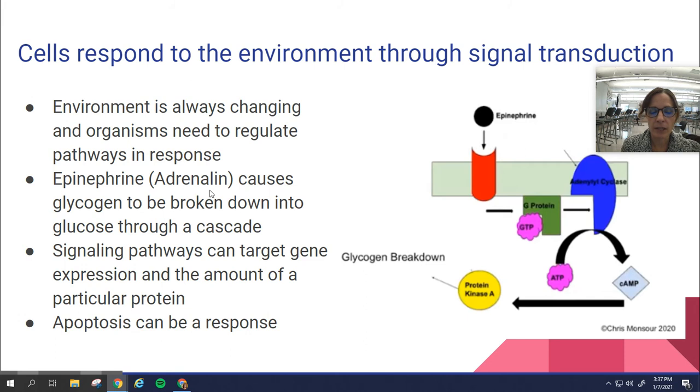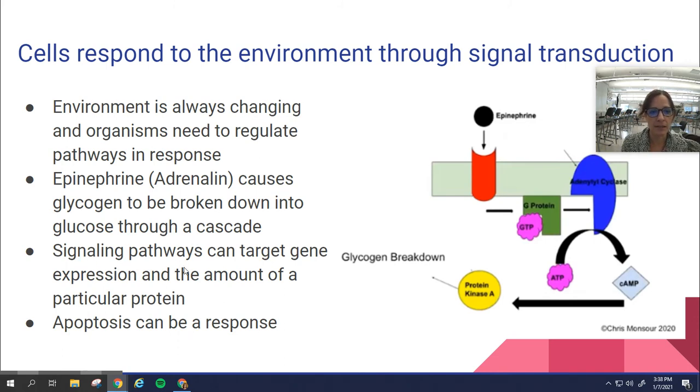Remember, adrenaline, that's what's going to cause your fight or flight response. So let's say you are hiking and you come across a mountain lion, and you either need to probably run away as fast as you can or stay and fight, right? That's the fight or flight. And so your body is going to need to break down glycogen to give you enough glucose so that you can respond to that mountain lion.